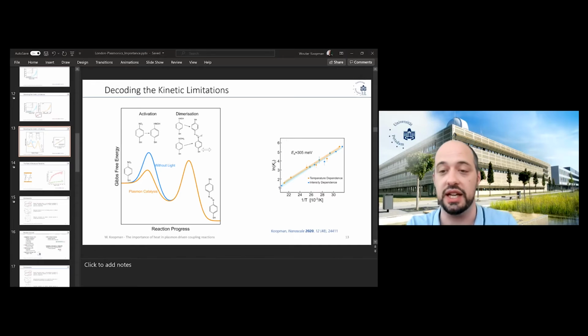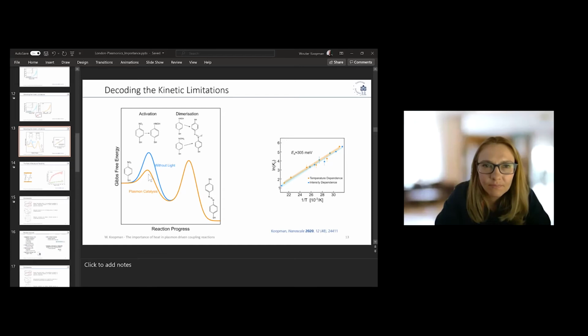If I had this activation step as a limiting step, I should somehow see a different, light dependent, intensity dependent activation energy.